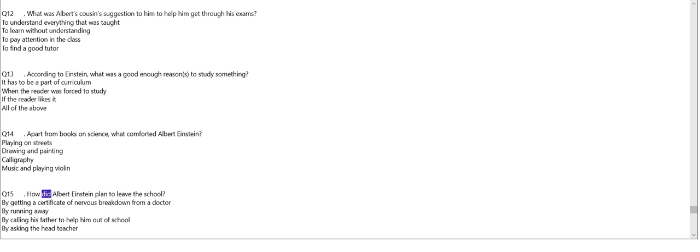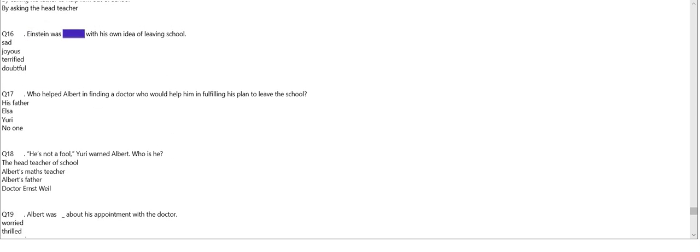Q15. How did Albert Einstein plan to leave the school? By getting a certificate of nervous breakdown from a doctor. By running away. By calling his father to help him out of school. By asking the head teacher. Q16. Einstein was ___ with his own idea of leaving school. Sad. Joyous. Terrified. Doubtful. Q17. Who helped Albert in finding a doctor who would help him in fulfilling his plan to leave the school? His father. Elsa. Yuri. No one.